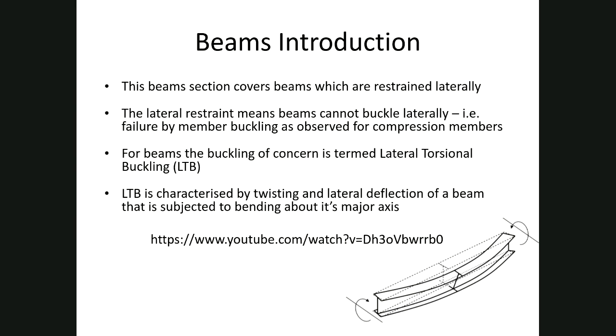This beam section is covered with beams that are laterally restrained. On the bottom here, it's a laterally unrestrained beam, which we're going to cover later on. So just for the first lecture, we're going to assume that it's laterally restrained. That means that it cannot buckle laterally, i.e. failure by member buckling is prevented. Imagine your ruler: you squash your ruler and you can see it buckling sideways, because the member is in compression, it's going to buckle out sideways. That's similar to the top flange of the beam down here.